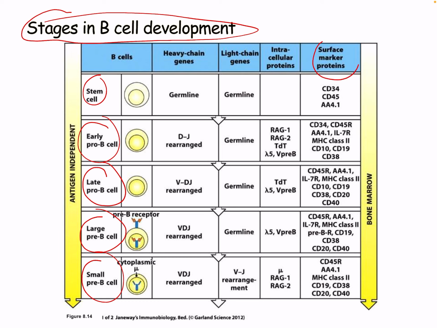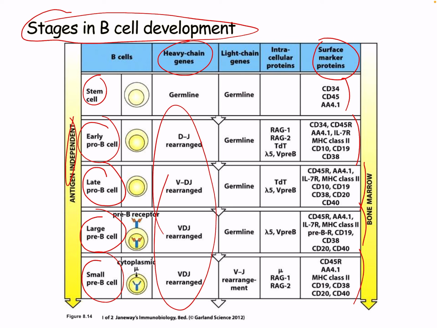So these are important surface marker proteins. These are how we identify these different phases in research. We can see here antigen independent. Then we can see heavy chain genes, our rearrangement occurring, light chain genes, same thing, and our intracellular proteins.